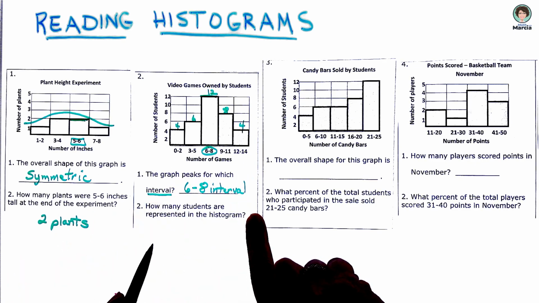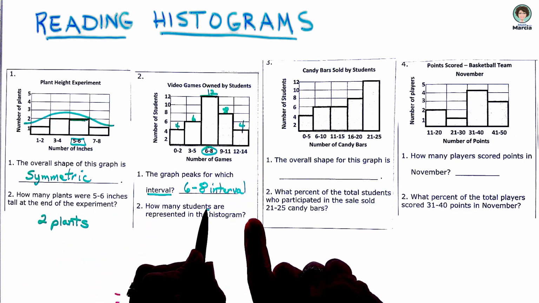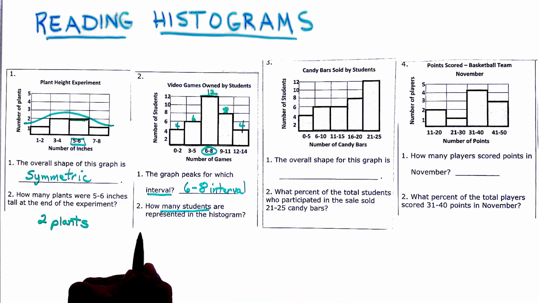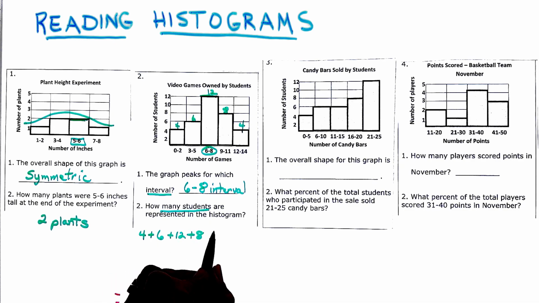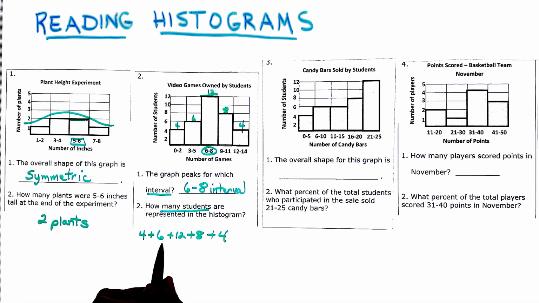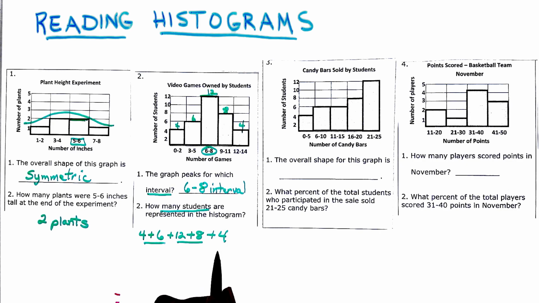If we want to know how many students there are, all we're going to do is add 4 plus 6 plus 12 plus 8 plus 4. Doing the math, here's a 10, plus a 20, and the 4. So altogether, it is 34 students.